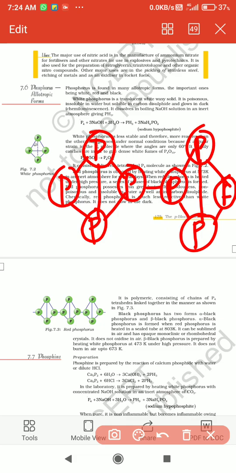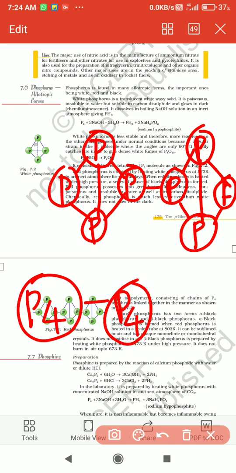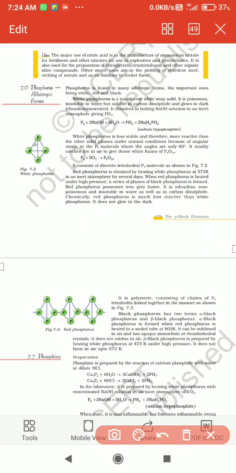It is looking like here in a tetrahedral manner. Tetrahedral manner, what happened? One P4 molecule will be bonding with another P4 molecule like that. Polymeric chains will be forming. So this is about red phosphorus. So tetrahedral linked together. Phosphorus atoms, what happened? Tetrahedral linkage is what we are seeing.